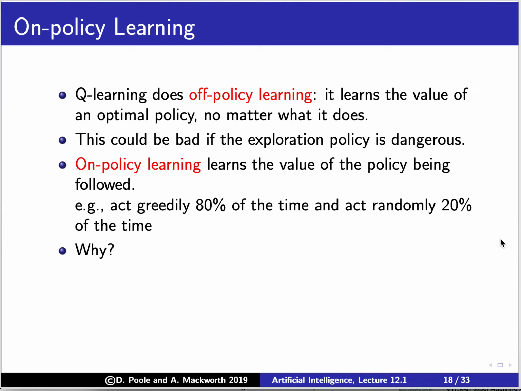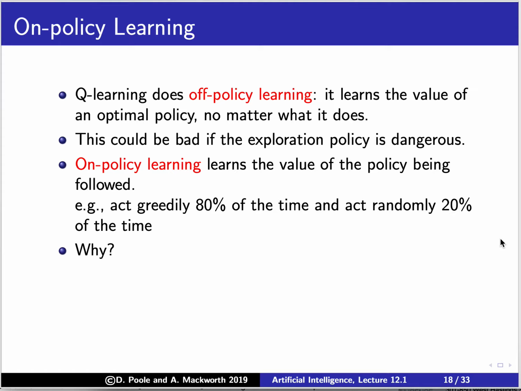This can be bad if the exploration policy is dangerous. So off-policy learning is bad if you get judged while you're exploring, and exploration is dangerous. On-policy learning learns the value of the policy being followed. For example, one is act greedily 80% of the time and act randomly 20% of the time.